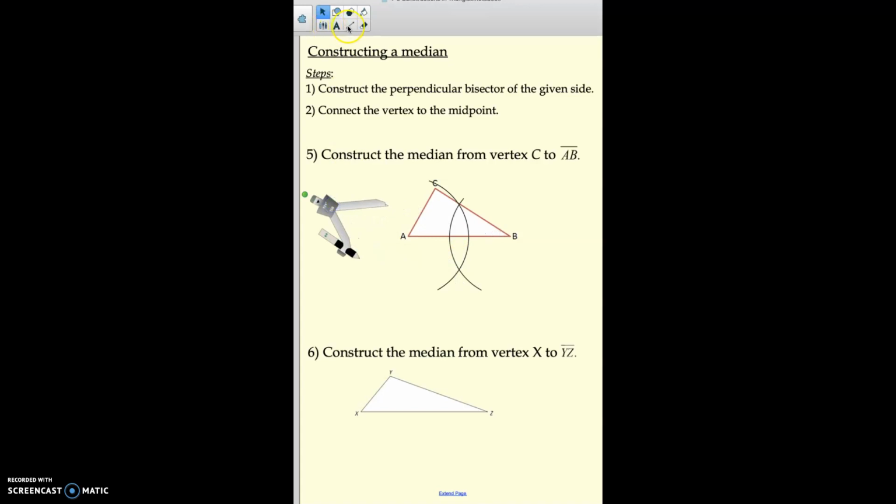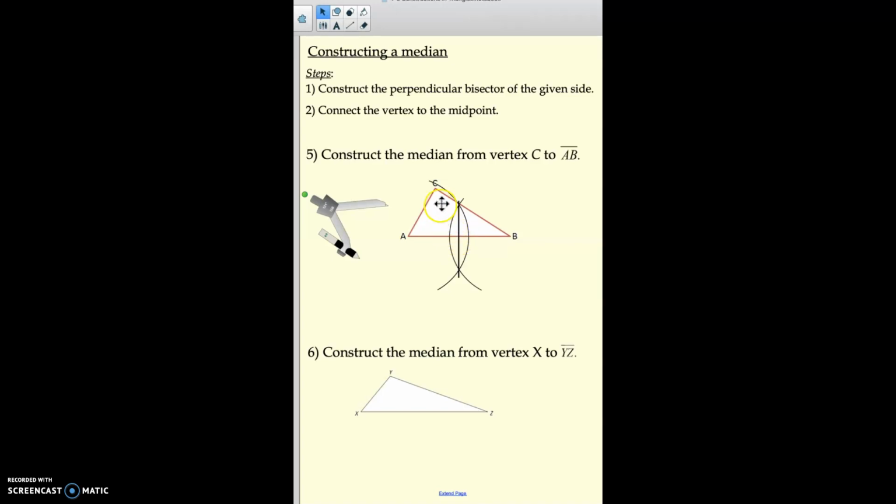Okay. And now again, I need to draw a line that is going to connect the 2 points where those intersect. Okay. And now the point that is where I'm hovering over here, that is the midpoint of AB.